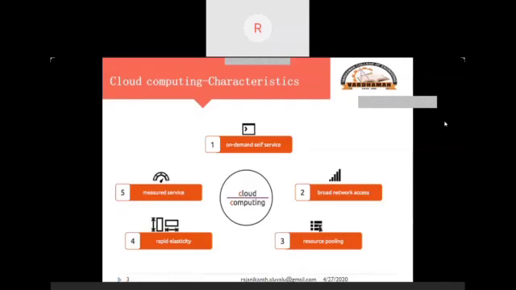Then the third important characteristic is resource pooling. As said, cloud computing is highly scalable, and when I say highly scalable, this means an enormous number of resources are available, widely distributed across the globe, and are pooled together and provided to a subscriber on demand. So we call this resource pooling.